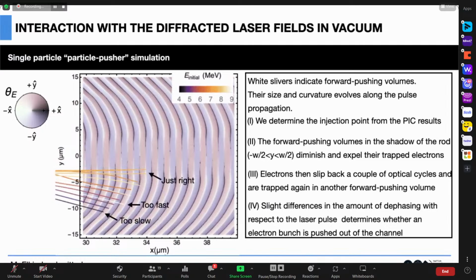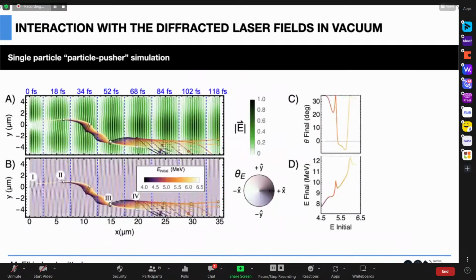But if the electrons were too fast or too slow, the relative phase slippage with respect to the laser pulse pushes them either to the inner or outer edge of this low field channel, and immediately the strong transverse fields push them out. So only electrons of a very narrow energy range, in this simulation this is orange, so something like 6-7 MeV, manage to stay in the low field channel.